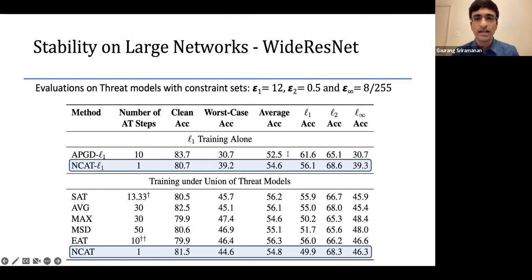We also verify that the method scales well to stable training on larger networks such as wide ResNet, where similar trends continue to hold true, despite using only a fraction of the computational cost, which is even more worthy of emphasis for training wide ResNet networks as compared to the standard ResNet 18 networks.